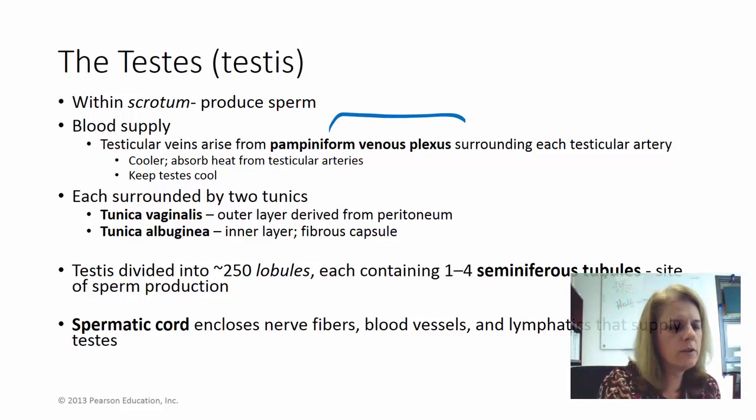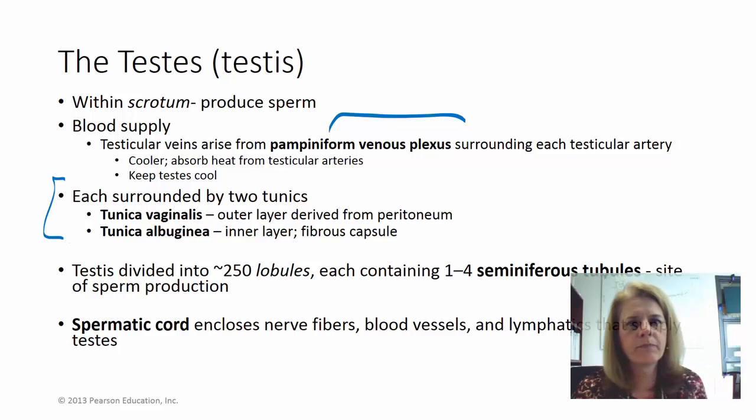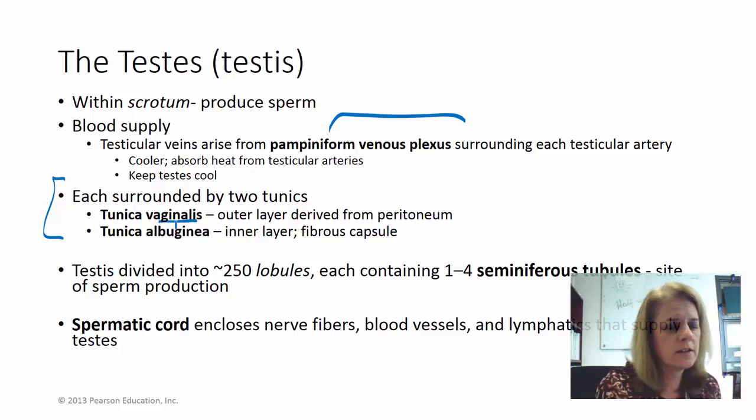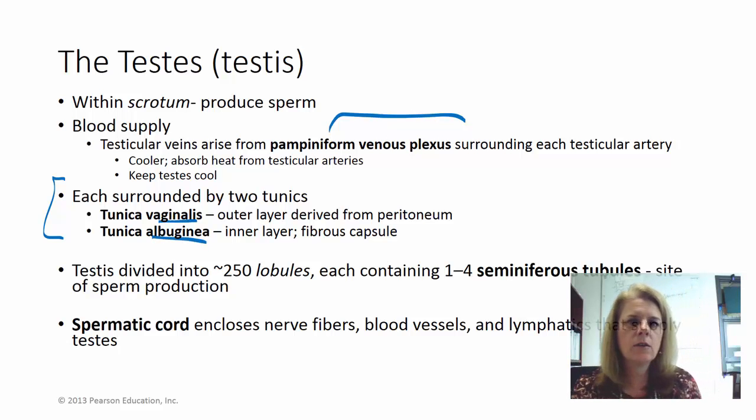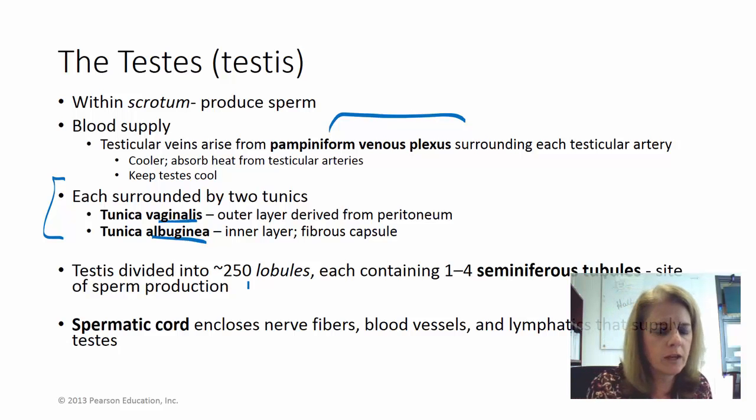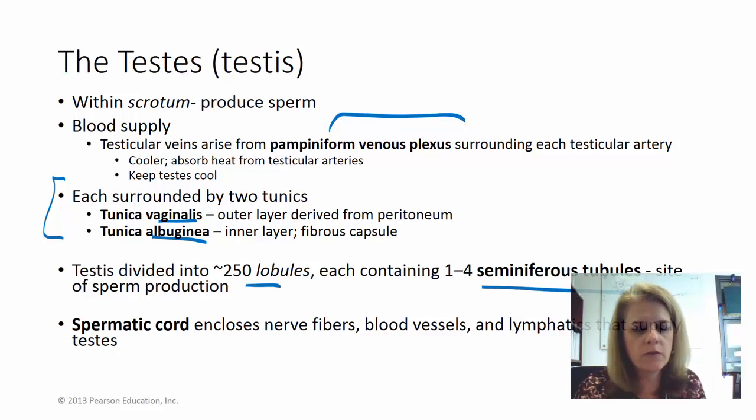I'm going to show you the tunics that surround the testis, which basically allow for protection and to give form to the testis. You have a tunica vaginalis and a tunica albuginea, which again just give form and protection to the individual testes. Each testis is going to be divided into lobules, which contain seminiferous tubules, which is where the actual sperm are made. So I'm going to show you what those look like.